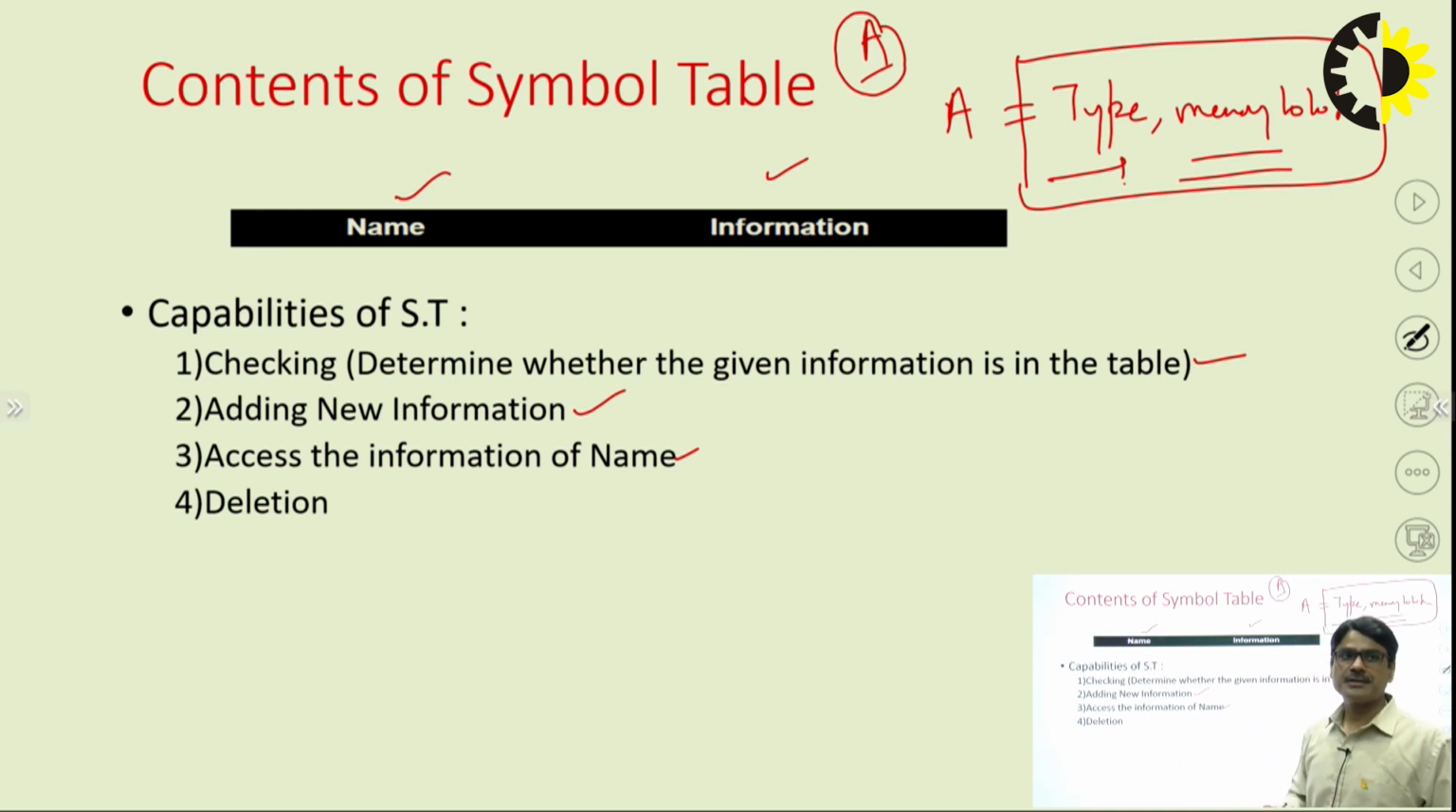And the last operation is deletion. If we find that some variable is not useful during the whole program and its use is also covered, what we have to do is delete it, because if you keep it, definitely the memory is taken by the variable, and that variable creates an overhead for the whole compilation process. So the capabilities of the symbol table are checking, adding new information, access the information of name, and deletion. These are the four basic operations associated with the symbol table.